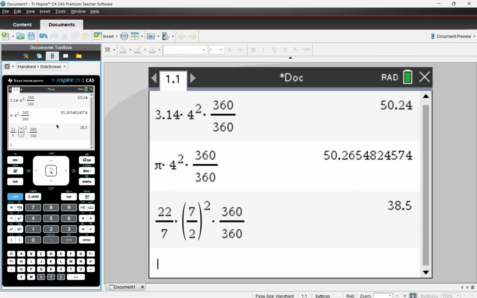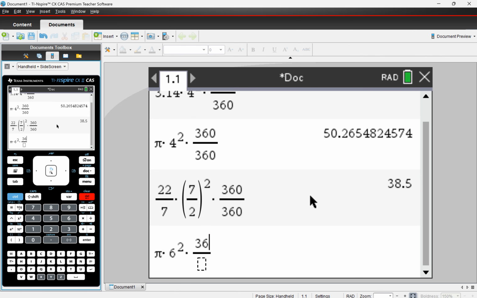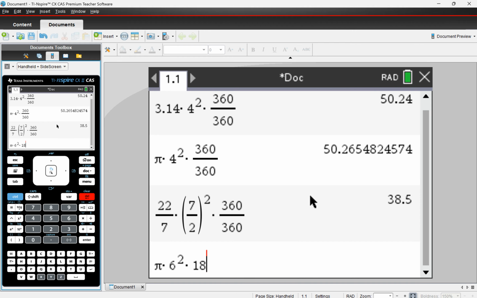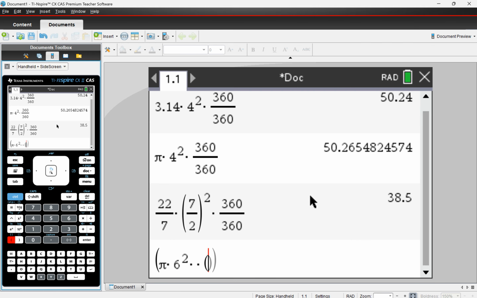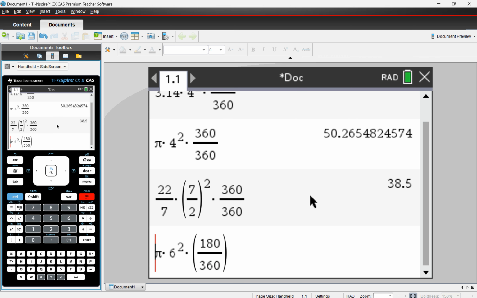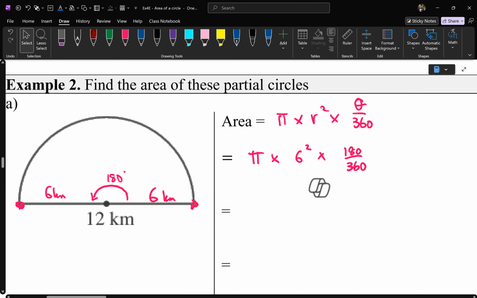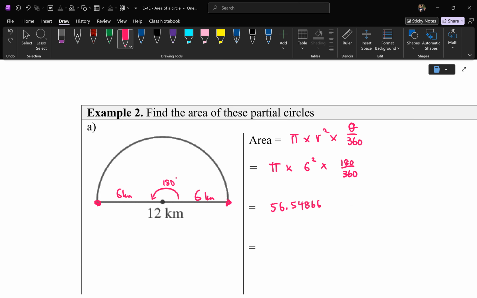Let's see what we get. Here we go. Pi times 6 squared times 180 over 360. Yeah, that should still be all right, but I'll just do it like this. 180 over 360, close brackets, and delete these brackets. All right, so we get 56.54866. And they didn't say round to any decimal places.